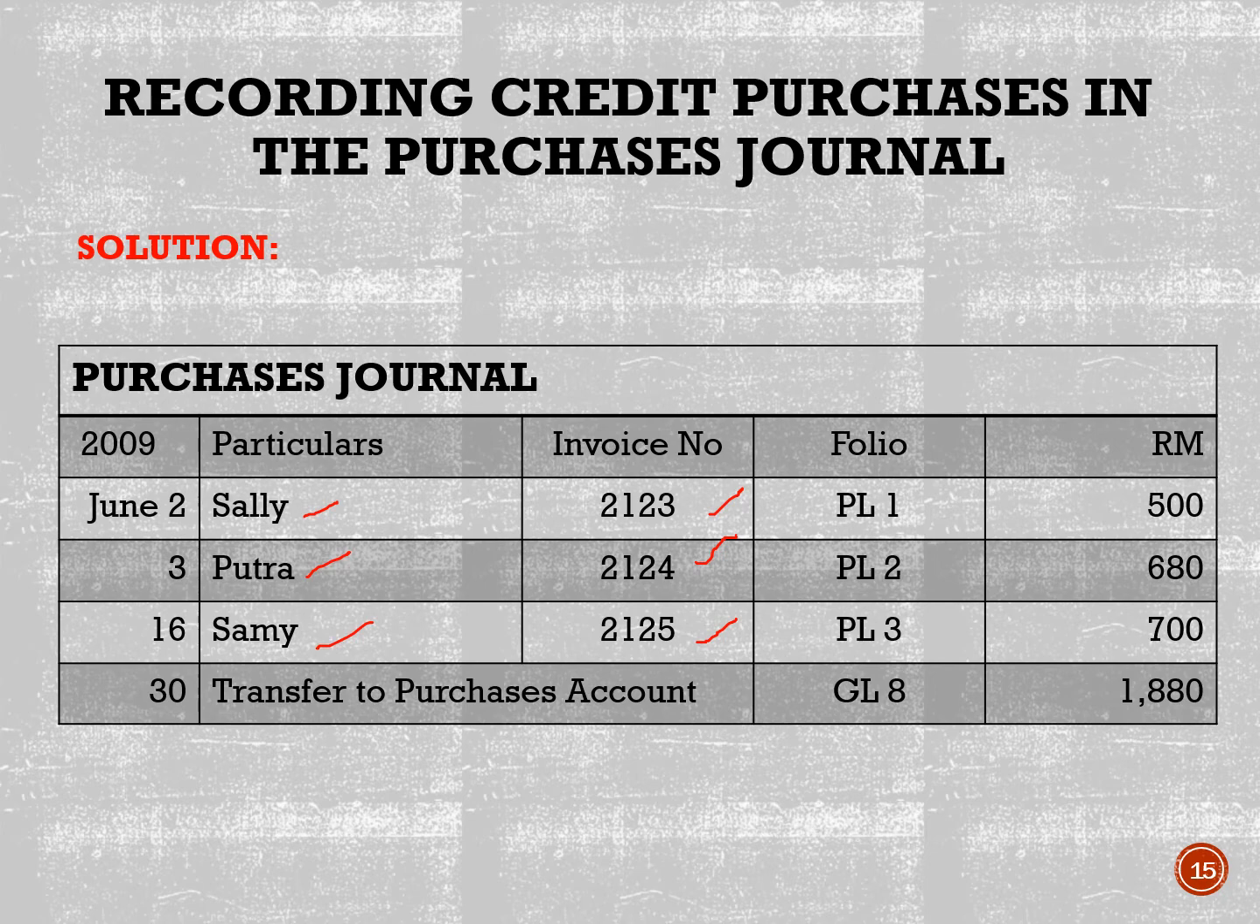Okay, so next, folio, just put PL, sebab this one have not been given in the question. So folio just untuk you senang untuk refer nanti. So folio, you kena tulis purchase. PL stand for purchase ledger. Purchase ledger 1, purchase ledger 2, purchase ledger 3, and then the amount. And then the total you have to transfer to the purchase account at general ledger 8.